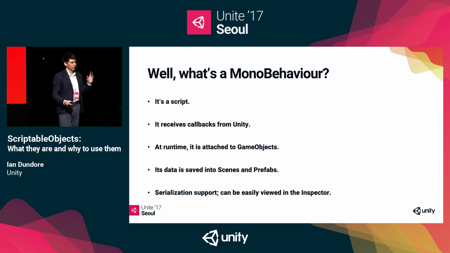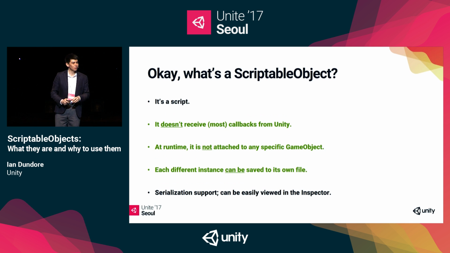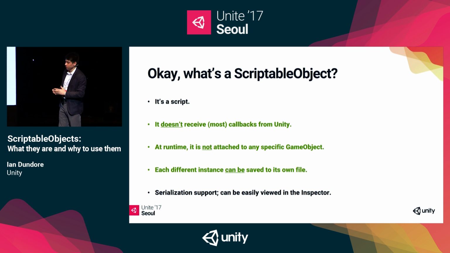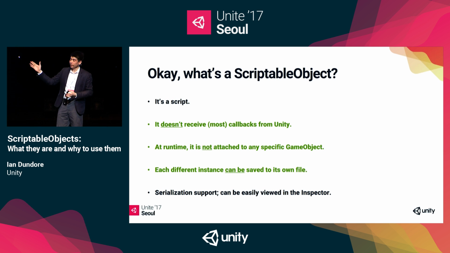Now let's compare these ideas to Scriptable Object. Can you spot the differences? I have highlighted them in green on this slide, which is not the easiest to read, but just like a MonoBehaviour, a Scriptable Object is a script. It's in the name, Scriptable Object. It's also compatible with Unity's serialization system.